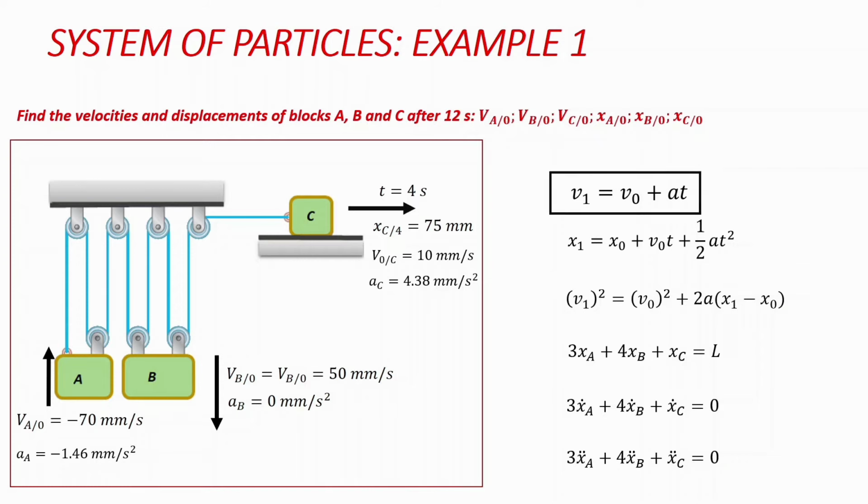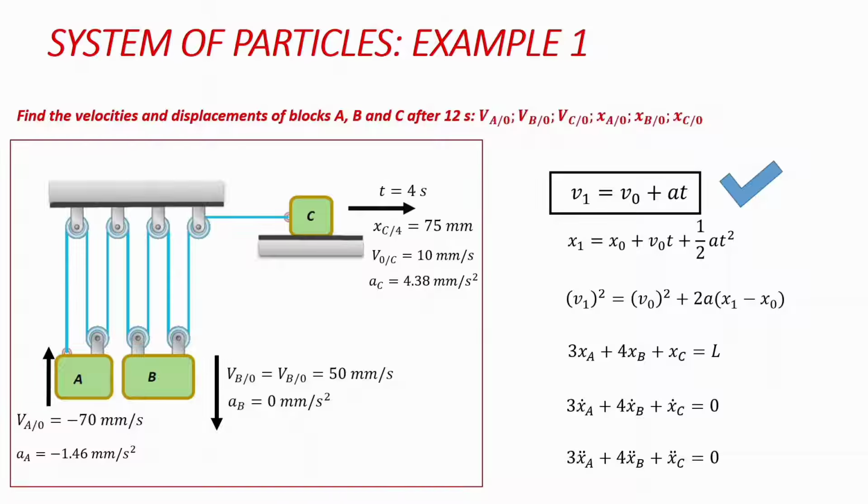And we assess the first one. Can we use this first one to find velocity? This equation relates initial velocity, acceleration, and time. We have the time to be 12 seconds as given in this problem. We have our initial velocity to be 10 millimeter per second for block C, and that of block A to be minus 70 millimeter per second.